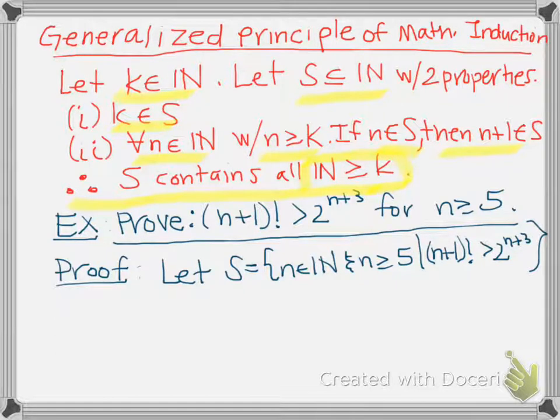Okay. And of course we start with our base step. If you want to write base step, you can. It doesn't matter. This time, our property says let k be in S. And since we're starting from n being greater than or equal to 5, for our base step, our first value is going to be 5.